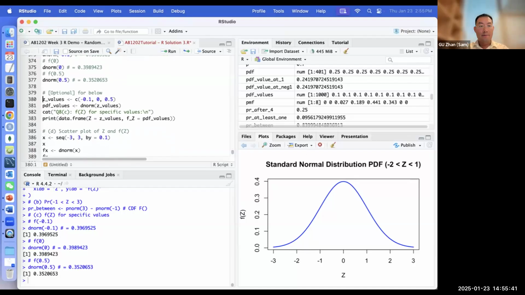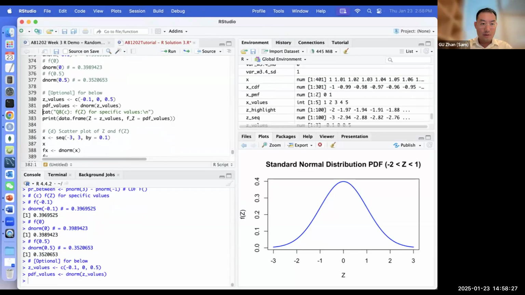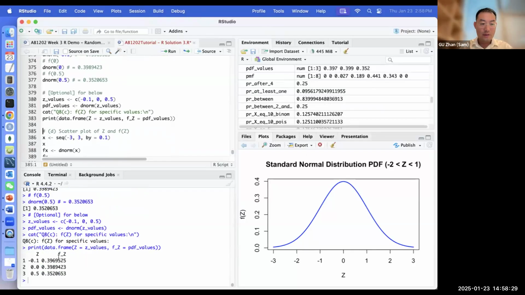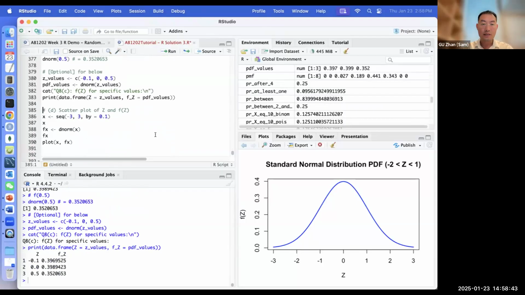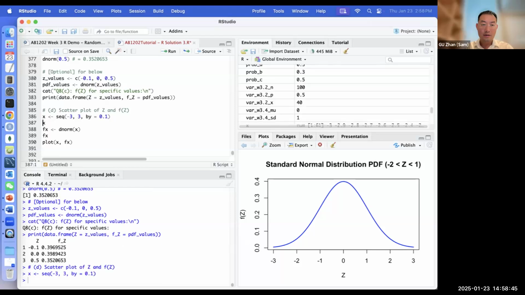Optional for below. Okay, below is for the optional ones. The optional one is to print all the Z values and the corresponding probability density values. Then the last one, scatter plot for Z and f of Z. It says we use a sequence -3 to +3 by 0.1.